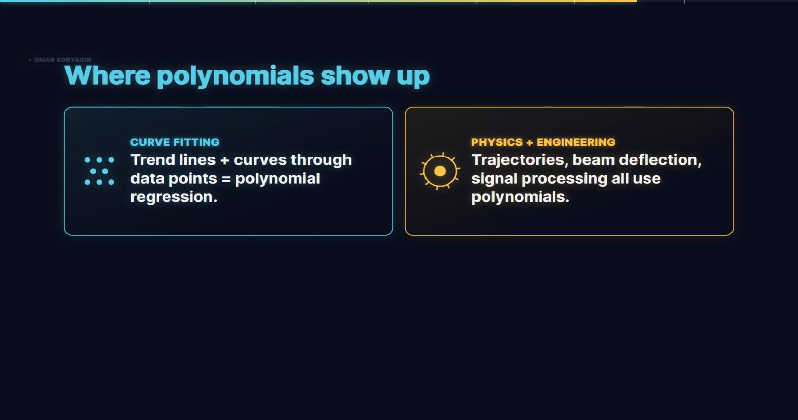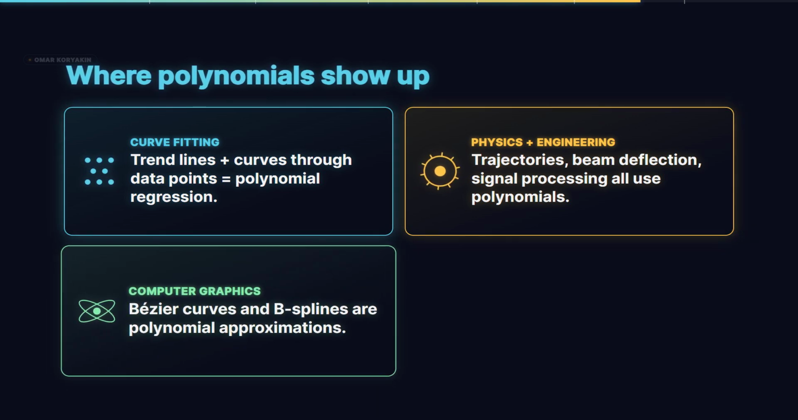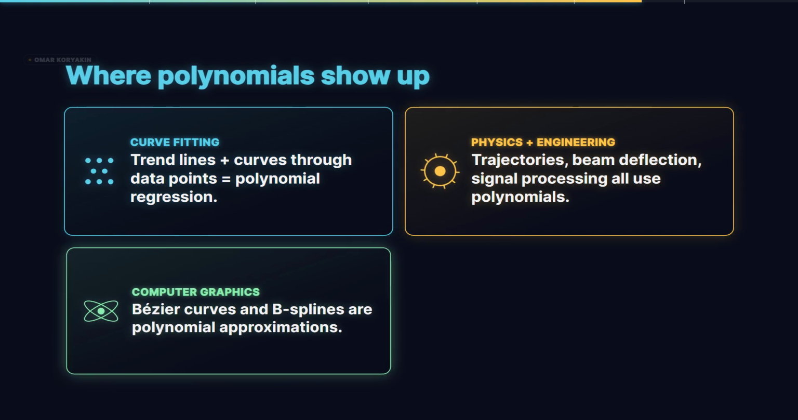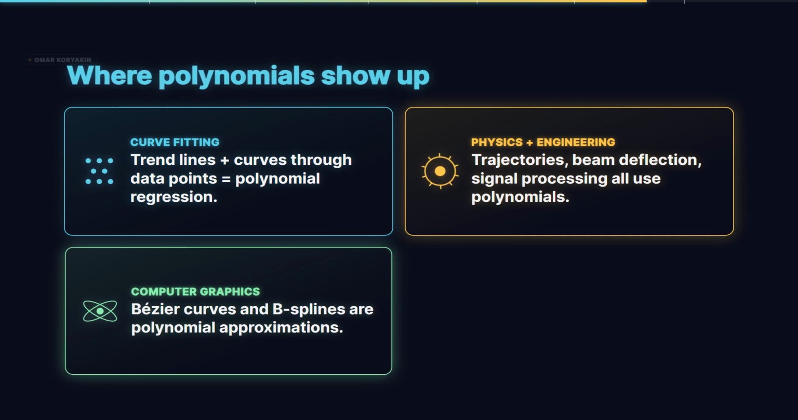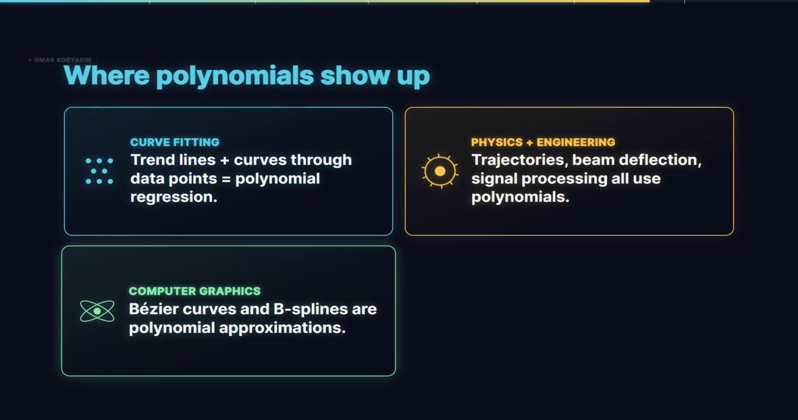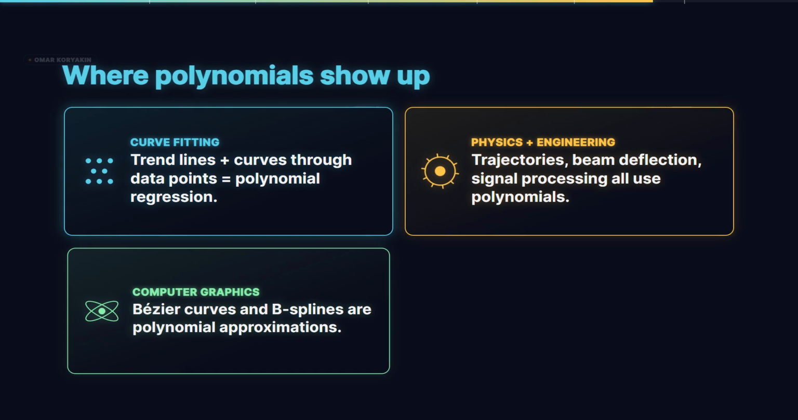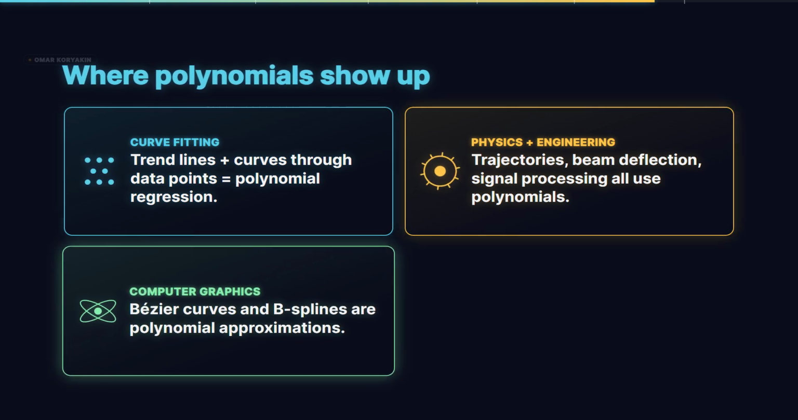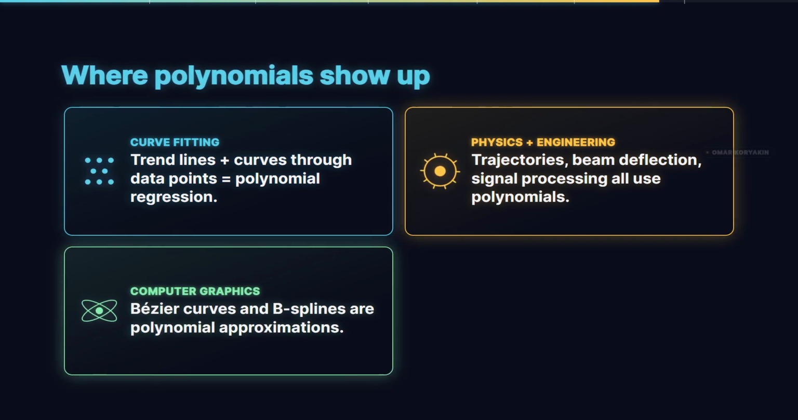In computer graphics and animation, Bezier curves and B-splines are piecewise polynomial approximations of smooth curves. Every curve drawn in Adobe Illustrator, every animation path in After Effects, every smooth surface in 3-dimensional modeling software is a polynomial spline. The mathematics of polynomial curves was developed in the 1960s for automotive design and is now the foundation of every digital graphic on every screen.